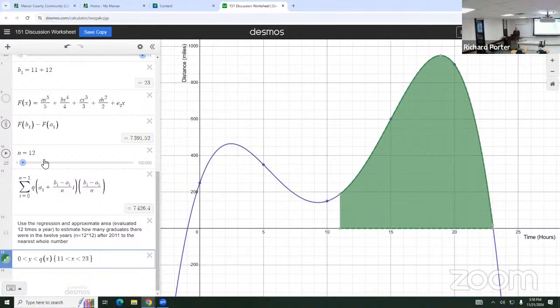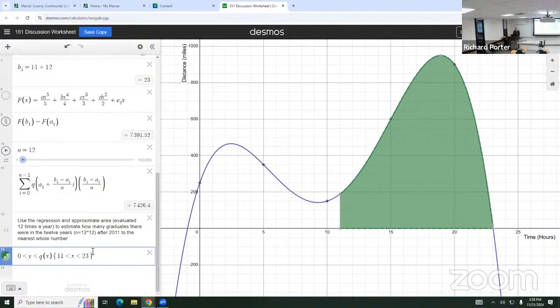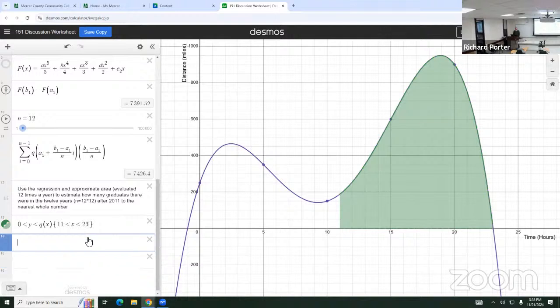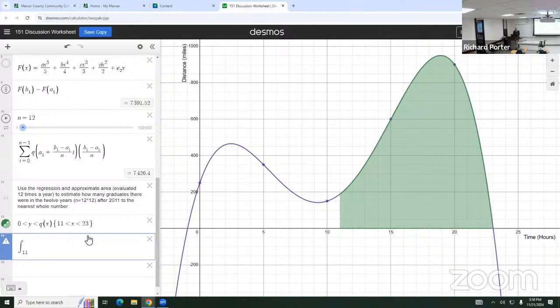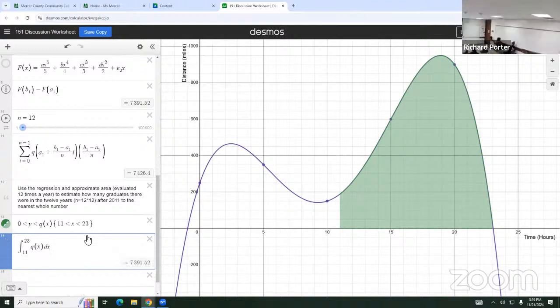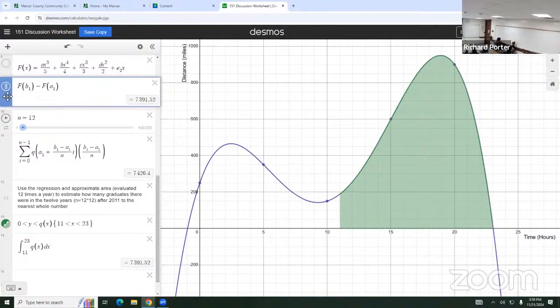All right. So now that's not what they want. I see the picture of it. If I want to know what that area is, I can just do the integral from 11 to 23 of Q of x dx. Okay, so the answer is about 7,000. Oh, and there it is. It's right there. That's using the fundamental theorem of calculus. So that tells us the answer also. Exactly. But that's not what they ask you for. What do they ask you for?